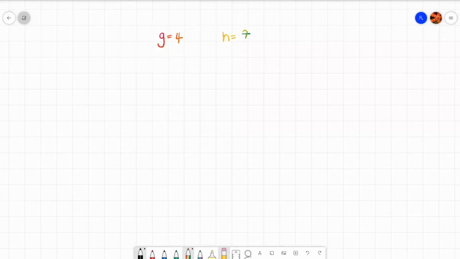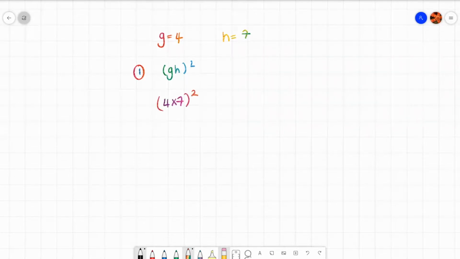Let's do GH squared. This is question 1. And we'll leave it at that, then we'll take it further. So GH squared, remember BIDMAS, we do brackets first. So GH means G times H. So that's 4 times 7 all squared. Well, 4 times 7 is 28. And you should get 28 squared. Now remember, 28 squared means 28 times 28, which would be 784. Okay.